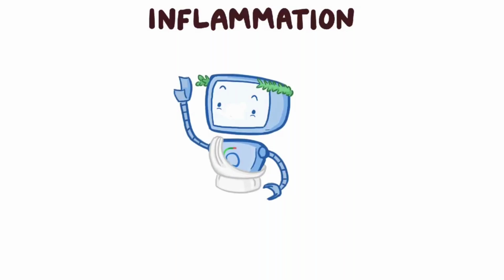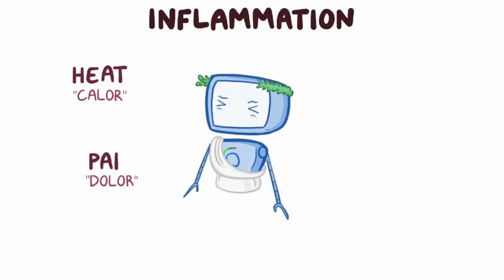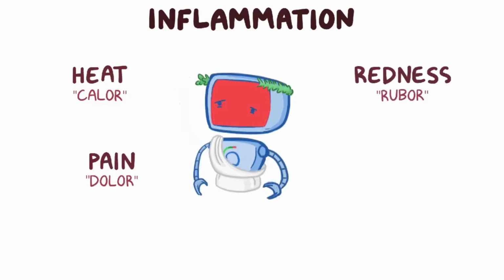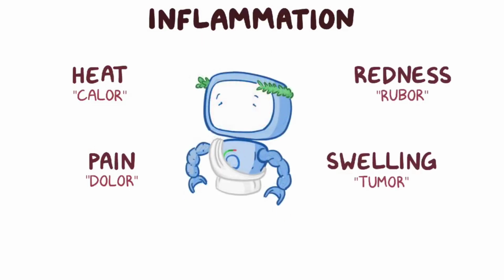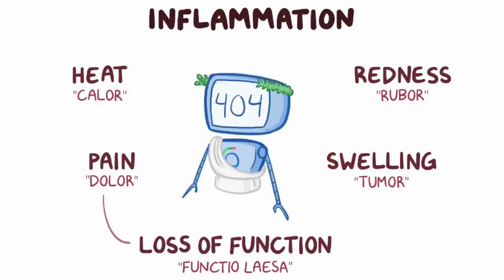Each of which has a Latin derivation: calor or heat, dolor or pain, rubor or redness, and tumor or swelling. Sometimes these four signs combine to cause a fifth sign, which is functio laesa, or temporary loss of function due to pain or swelling.